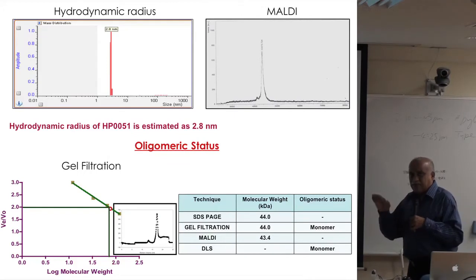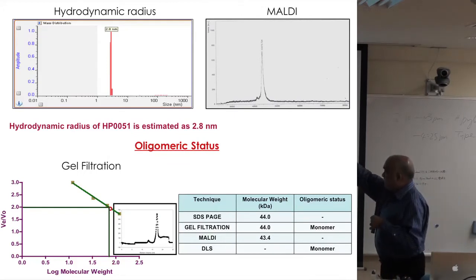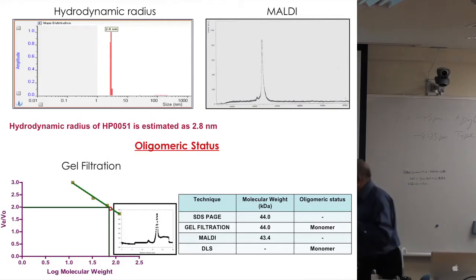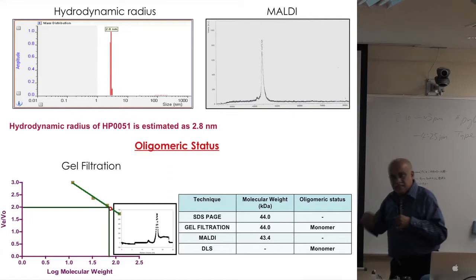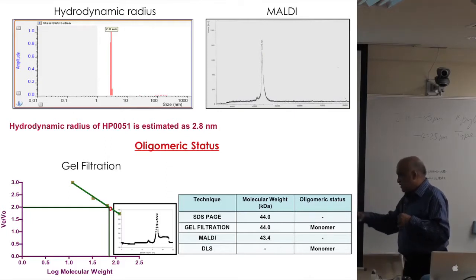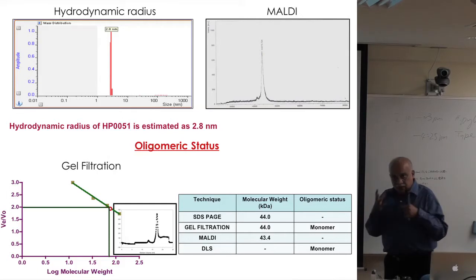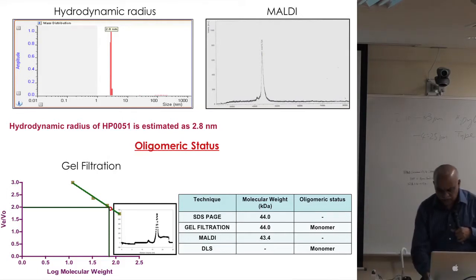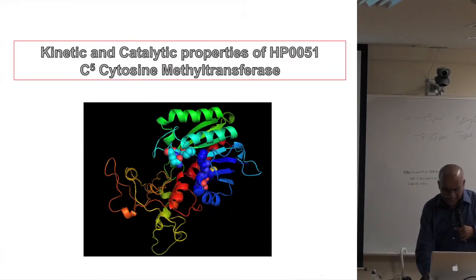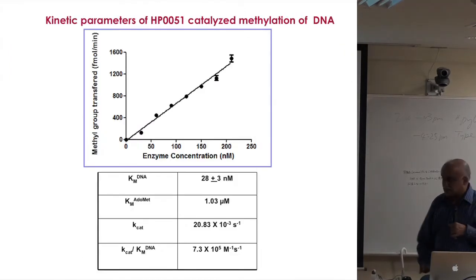So we studied some of these preps, and very clearly we determined all the physical properties, the gel filtration, by a variety of methods, by light scattering methods, by gel filtration, by SDS-PAGE, and we showed that this is a monomeric enzyme. It always occurs as a monomer, it's a 44 kilodalton protein. And we studied the kinetics of this.